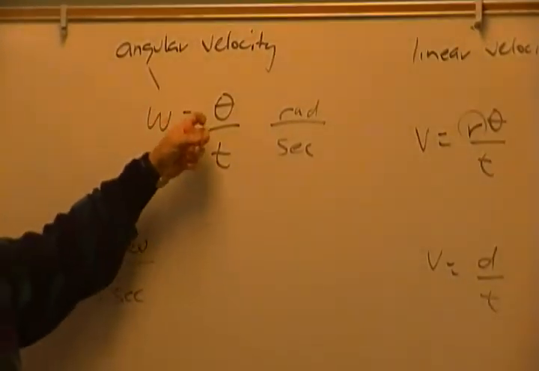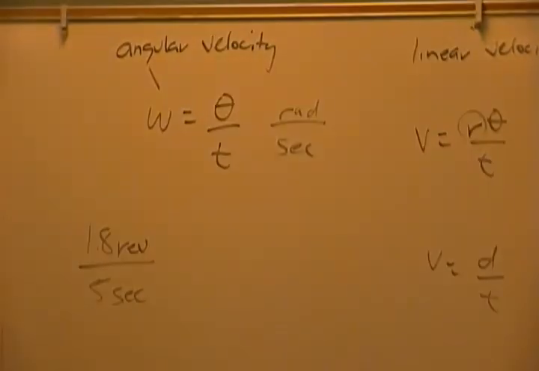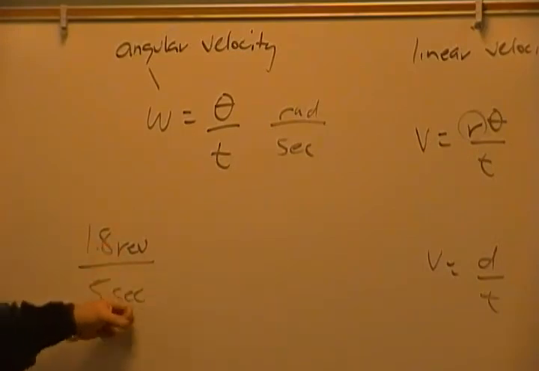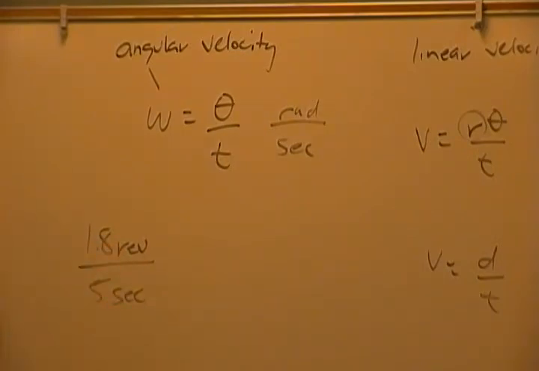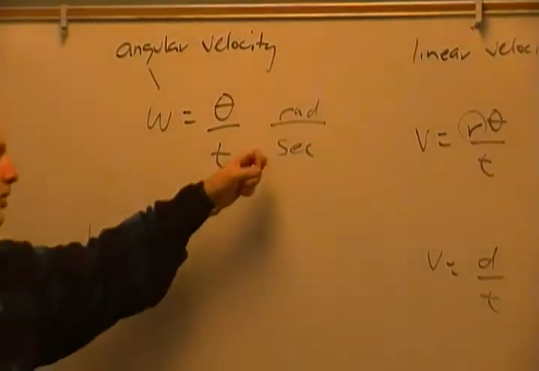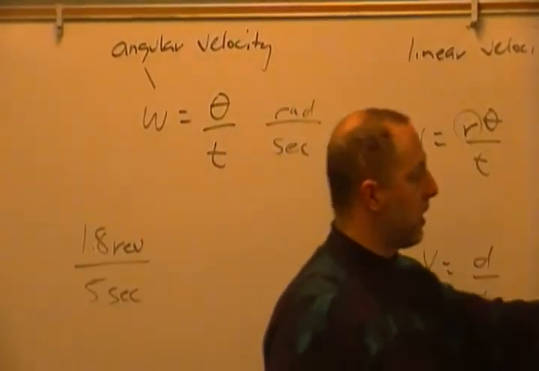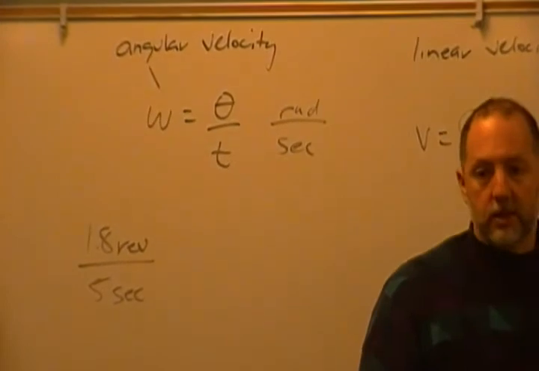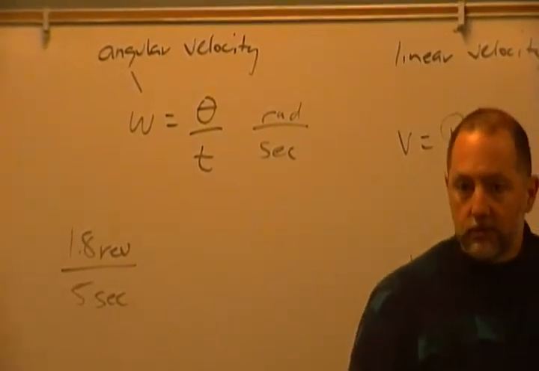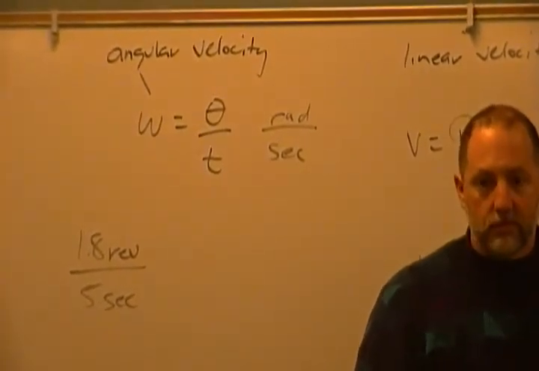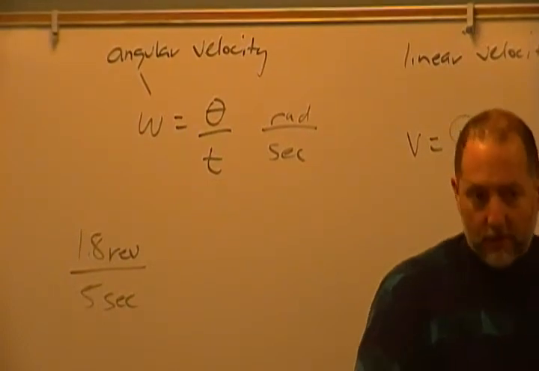So the problem is that angular velocity is in radians per second. What units are we given? We're given revolutions per second, so what do we need to do? We need to convert revolutions into radians. How do we do that? That's what we did over here. You're going to multiply by 2 pi. Yes? So do it. I did. You did, but everybody else didn't. Everybody else do it.